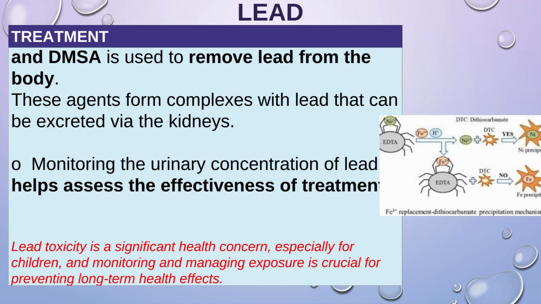For treatment, we have DMSA to remove lead from the body, and these agents form complexes with lead that can be excreted via the kidneys. Forming complexes means they are chelators. They will form a chelate with lead, a complex with lead, so that lead, instead of staying in the body, can be excreted via the kidneys. Monitoring the urinary concentration of lead helps to assess the effectiveness of treatment.